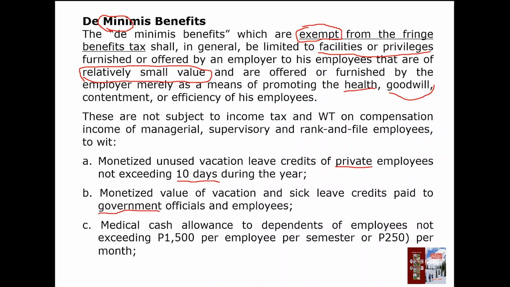Medical cash allowance to dependents of employees not exceeding 1,500. So that is the ceiling. 1,500 per semester or 250 per month. One semester is 6 months. So 250 times 6 is 1,500. Ano pa?